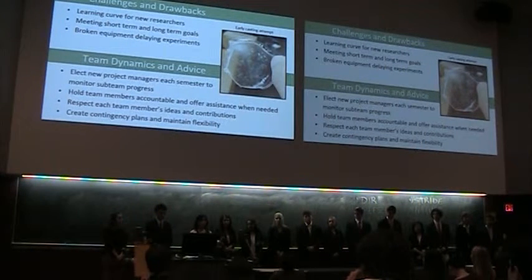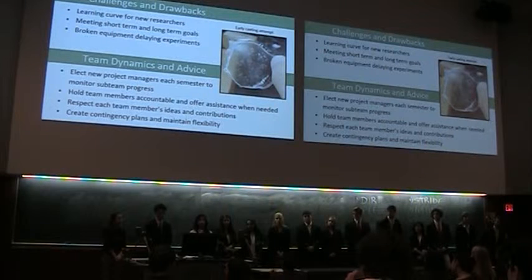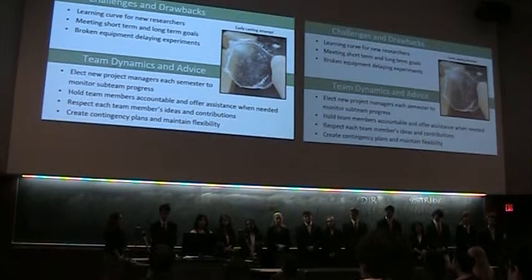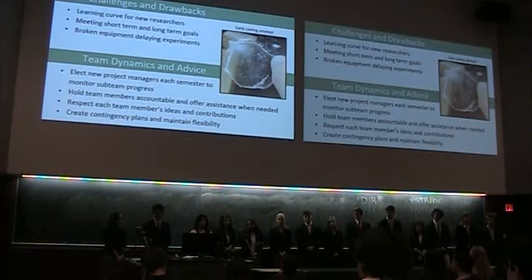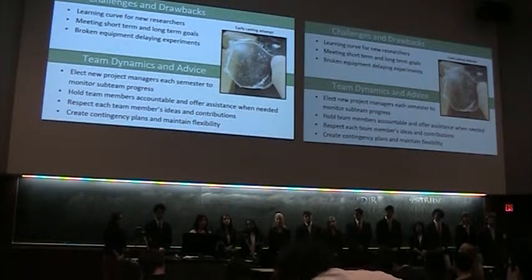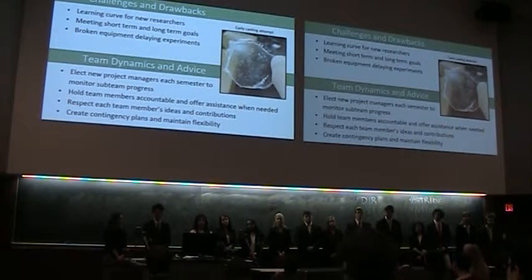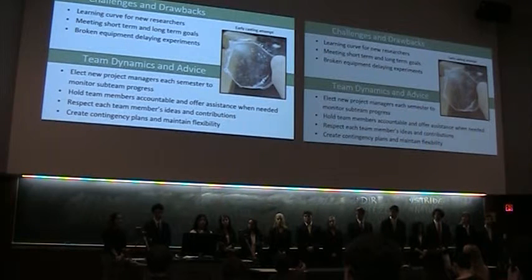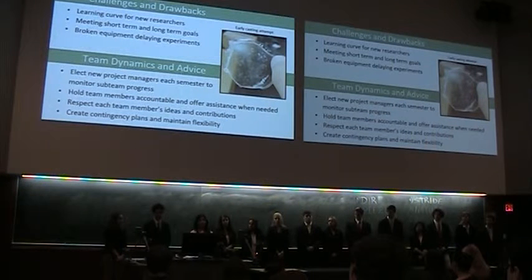But this goes into our team dynamics. After realizing that we were behind with our initial team timeline, we decided to install 2 project managers to monitor the progress of our sub-teams. And we individually hold each other accountable for the work we do and make sure that we attend all of our meetings, we respect each other's contributions, and for advice for freshmen, we ask that you create many contingency plans and maintain flexibility when things don't go as expected.